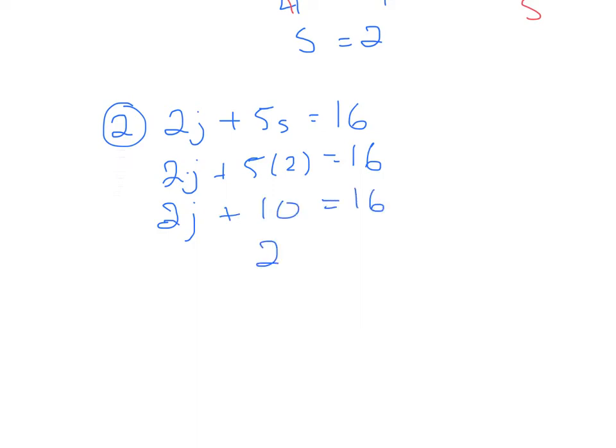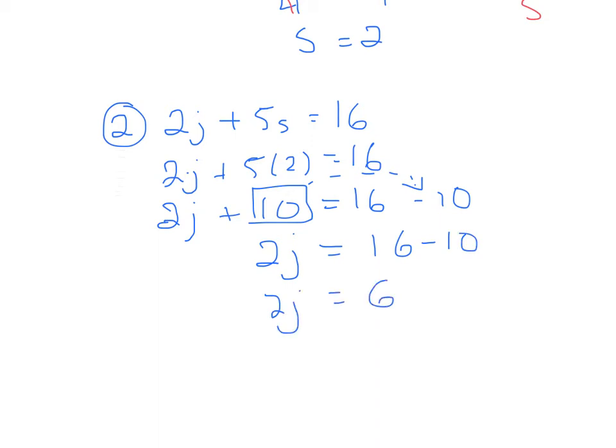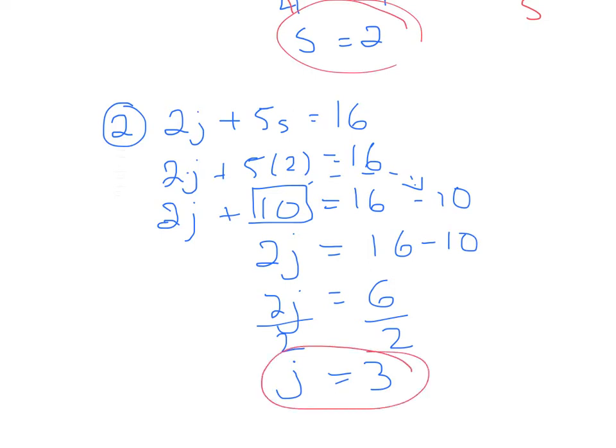Now I bring the 10 over and change its sign. That's negative 10. So I have 2j equal to 16 minus 10. 2j is equal to 6, divide both sides by 2, and I have j equal to 3. So solving this system by elimination, I have each Smartie equal to 2 cents, and each jujube equal to 3 cents.